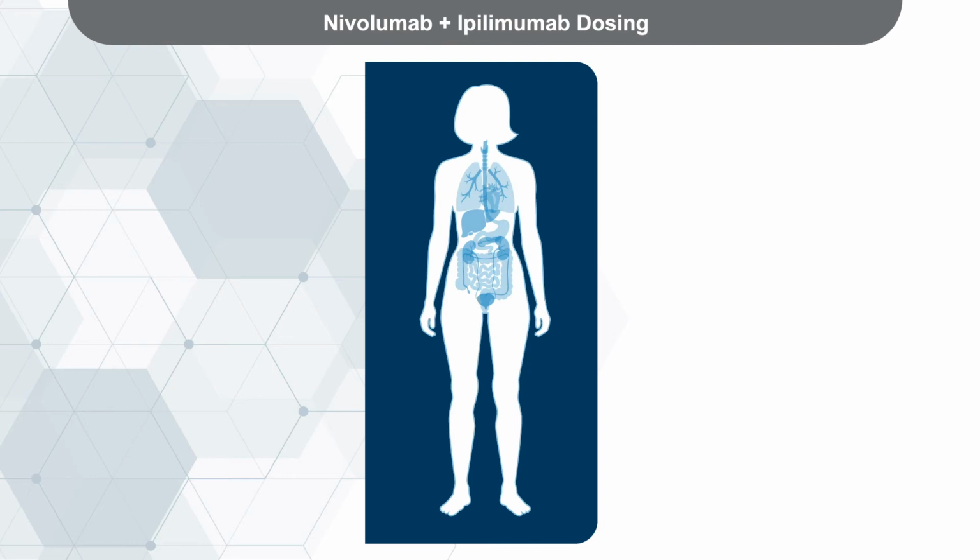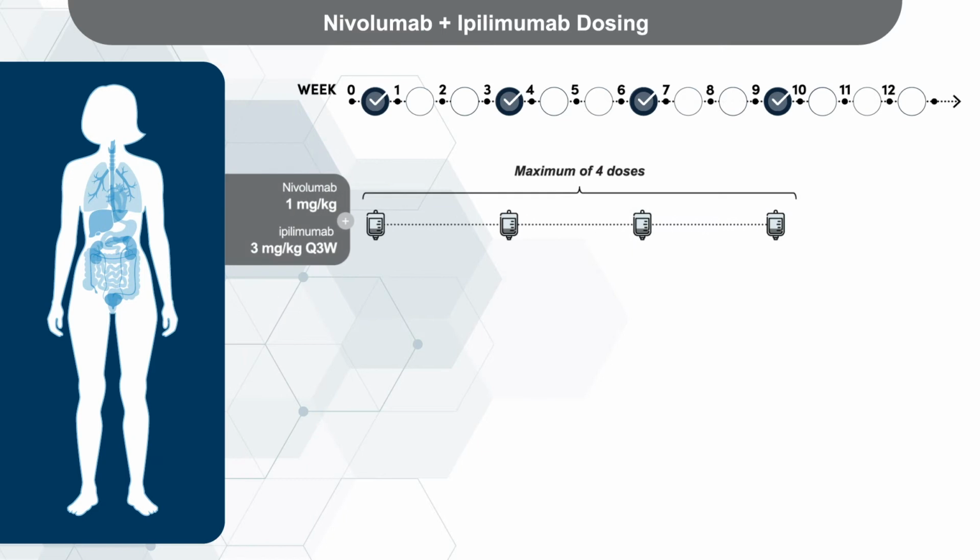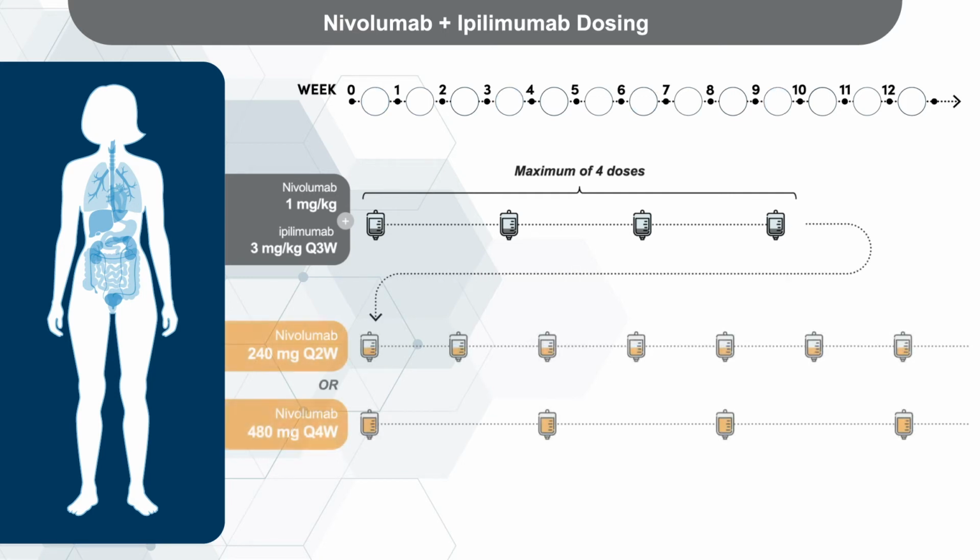Ipilimumab and nivolumab used in combination is approved by the FDA for several indications. For patients with melanoma or hepatocellular carcinoma, nivolumab 1 milligram per kilogram followed by ipilimumab 3 milligrams per kilogram on the same day every 3 weeks for 4 doses are administered, followed by either nivolumab 240 milligrams every 2 weeks or 480 milligrams every 4 weeks.